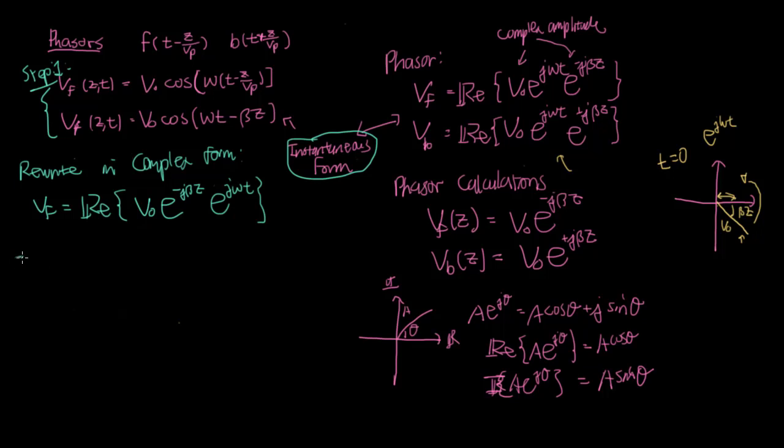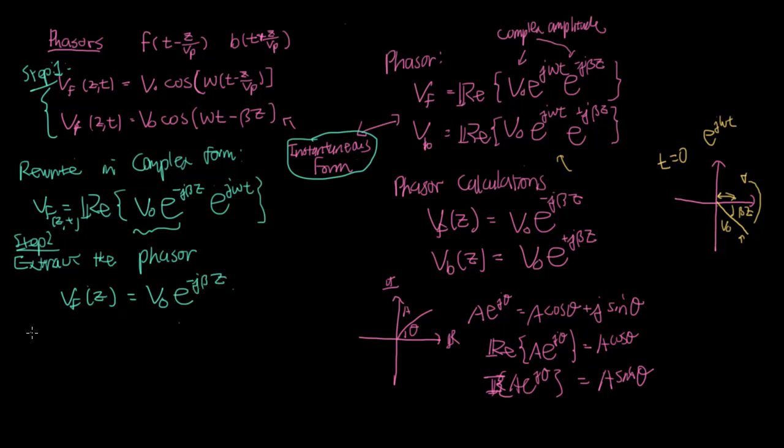Next up, step 2, we extract the phasor, or the complex amplitude. Over here this is a function of z and t. Now it's just going to be a function of z, because we're extracting the complex amplitude, which is not dependent on t, or another way to look at it is we can just set t equal to 0. Our phasor form of this signal is going to be V naught e to the minus j beta z.